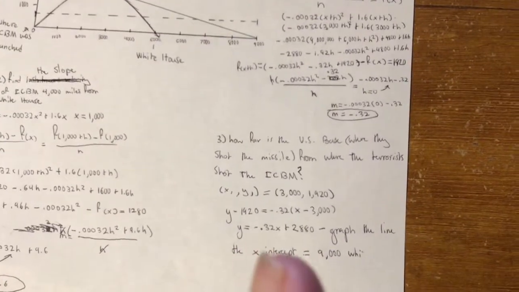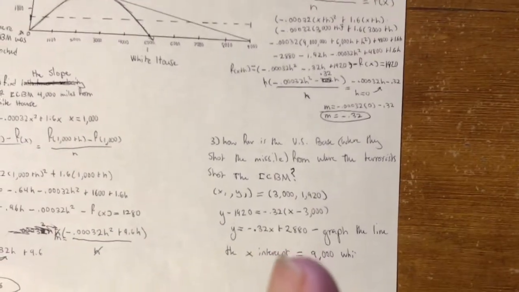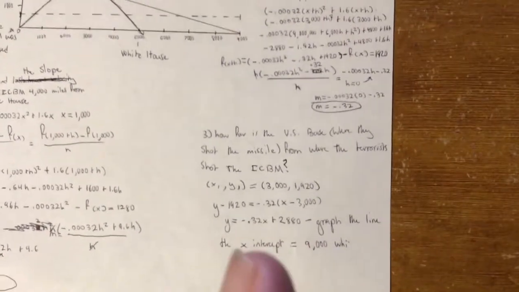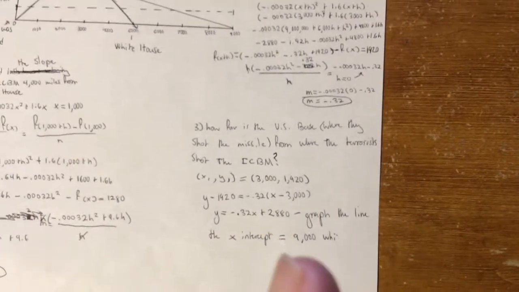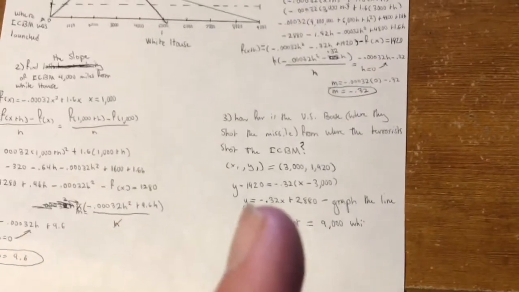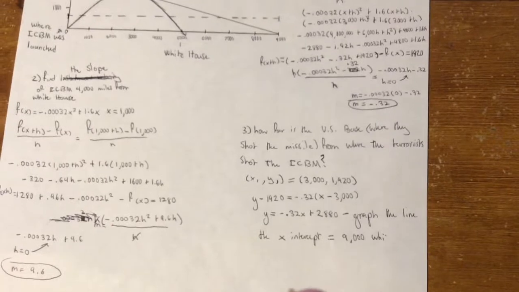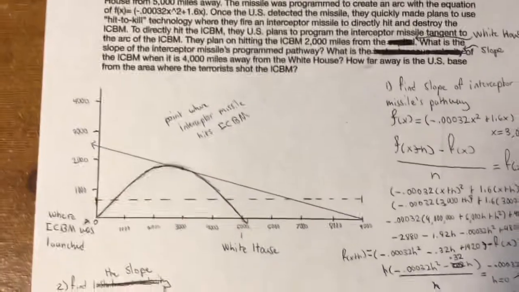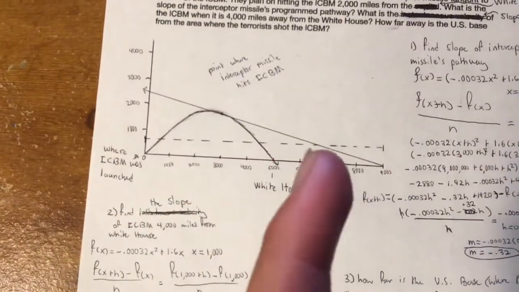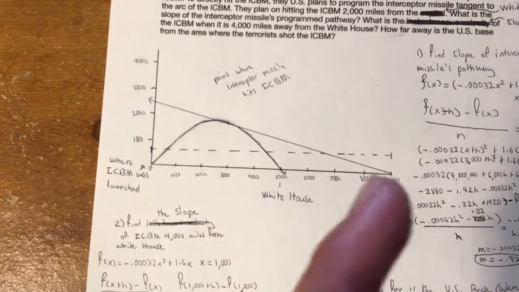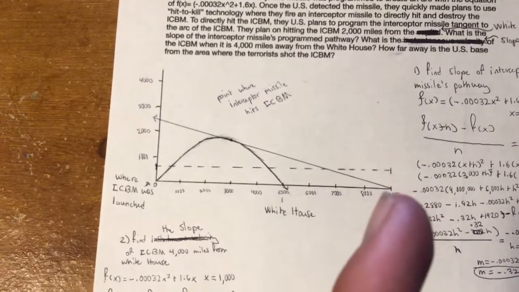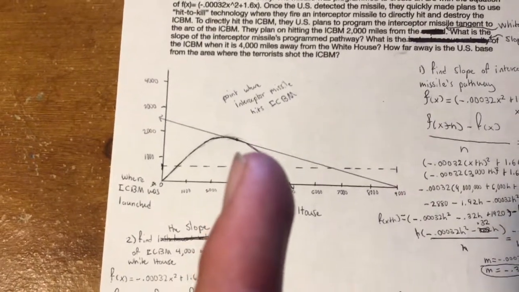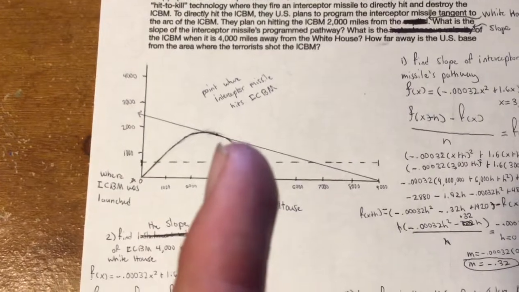y minus 1920 equals -0.32 times (x minus 3,000). And this gave us y equals -0.32x plus 2,880. Now to find the x-intercept, you could either graph the line or you could plug y in for 0. I did both, and I ended up with the x-intercept being 9,000. So when you graph that on the graph, see where I have this is the missile's intercept. This is the interceptor missile's pathway right here, and if you graph this line, the x-intercept is 9, and the interceptor missile hitting the ICBM hits right here.